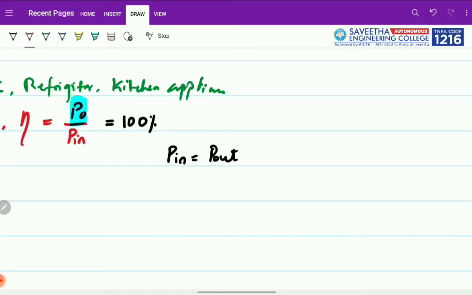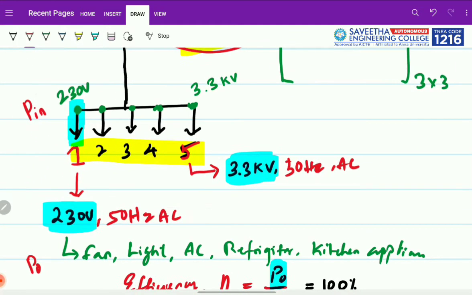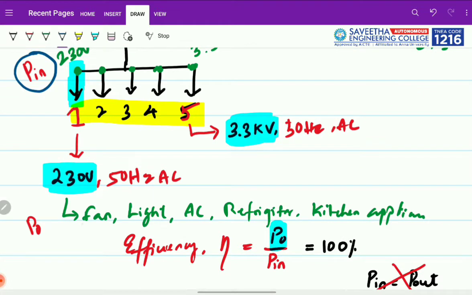But practically this is not possible, because there is an energy transfer. For example, this is an electrical system providing an electrical input, which in turn is converted to a mechanical output in the case of a fan, to light in the case of a bulb, or to some other form like a cooling system.